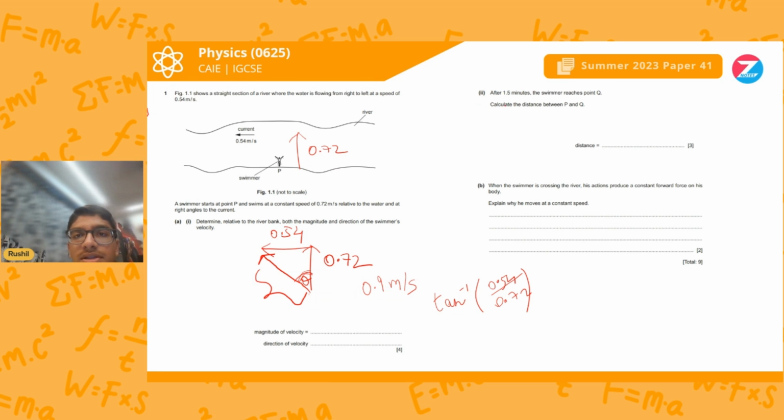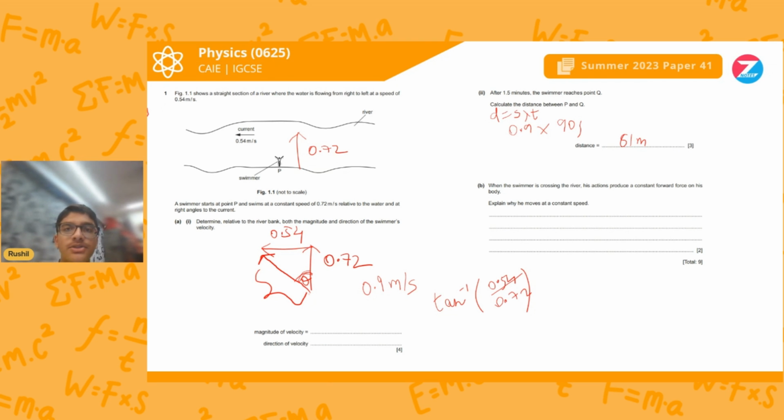Next up, this question asks that after 1.5 minutes, the swimmer reaches point Q. Calculate the distance between P and Q. We all know that distance is equal to speed into time. Here we calculated the speed, which is 0.9 meter per second, into the time, which is 1.5 minutes, which is 90 seconds. So here the distance is going to be 81 meters.